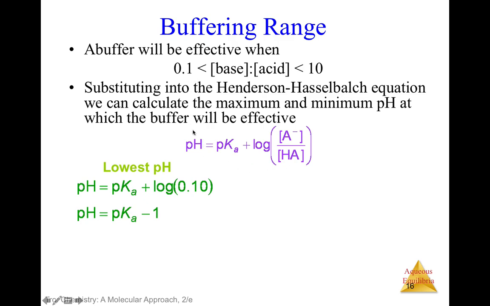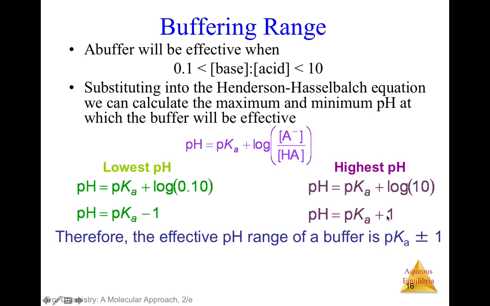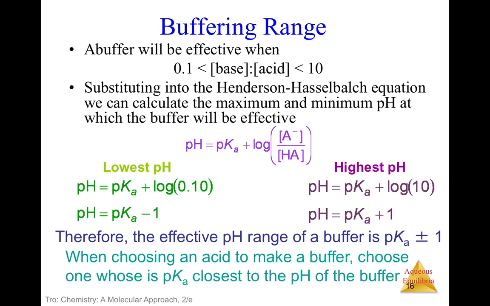And so for the smallest range, plugging in this ratio as 0.1, pH equals pKa minus 1, which makes the highest range pKa plus the log of 10, which is 1, so pKa plus 1. Therefore, the effective pH range of a buffer is pKa plus or minus 1. That means if you have a buffer with a pKa of 4.20, it'll be a good buffer between 3.20 and 5.20. So 1 unit less than the pKa and 1 unit more. When choosing an acid to make the buffer, choose one whose pKa is closest to the pH of the buffer.